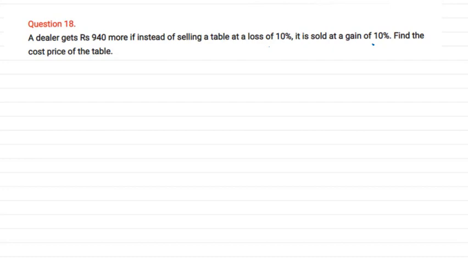So this is question number 18. A dealer gets rupees 940 more if instead of selling a table at a loss of 10%, it is sold at a gain of 10%. So you have to find the cost price of the table.